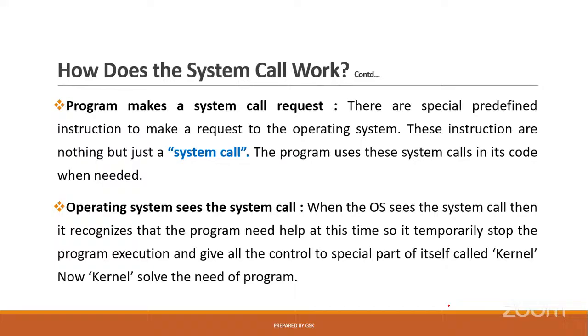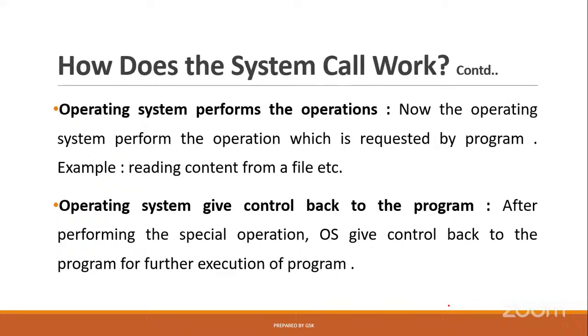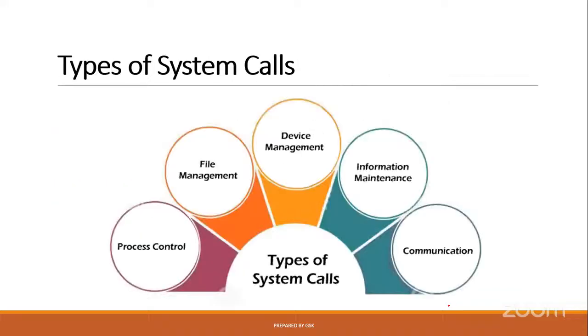Okay. The program makes a system call request. The operating system sees that system call. The operating system performs that operation, and then gives control back to the program. So this is how a system call works.